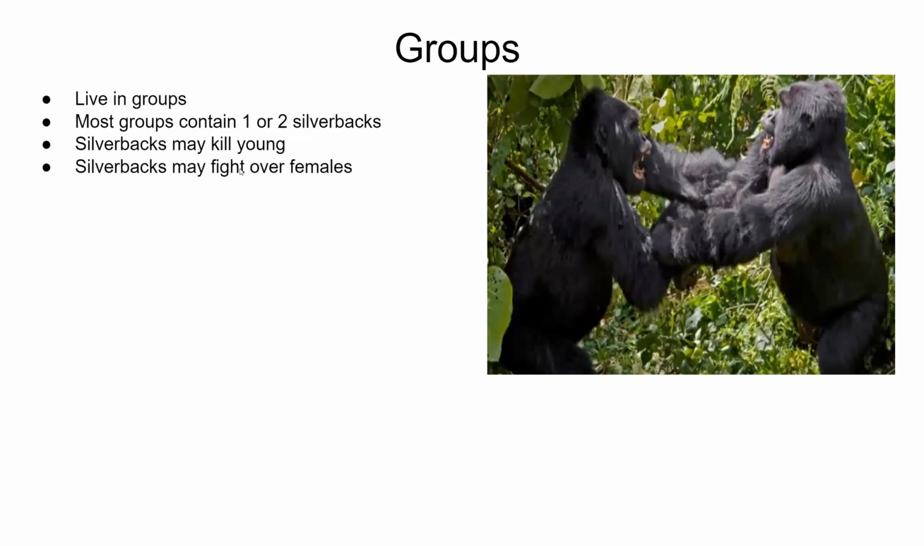So they live in groups. Most groups contain one or two silverbacks, and there's typically around 15 members of the group. There could be one silverback and maybe around 10 female gorillas and children. Silverbacks could actually kill young males. That is because they don't want competition in the group. And silverbacks may fight over females. So in the picture right here, you can see these gorillas. They're not silverbacks. They're fighting, but you can see their teeth, their fangs. They're showing them off, fighting each other.